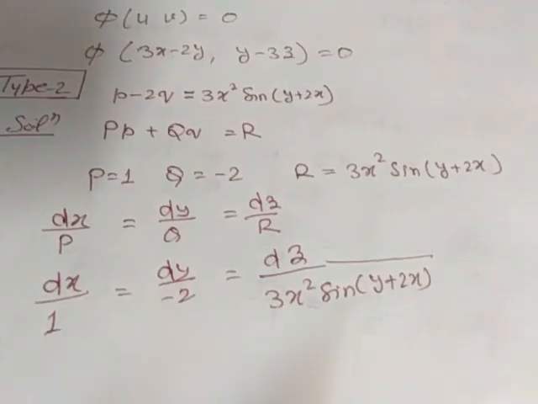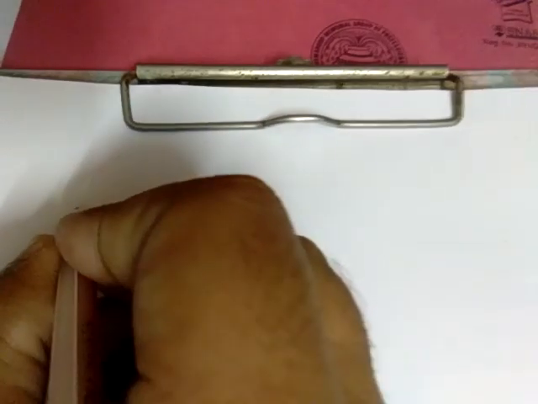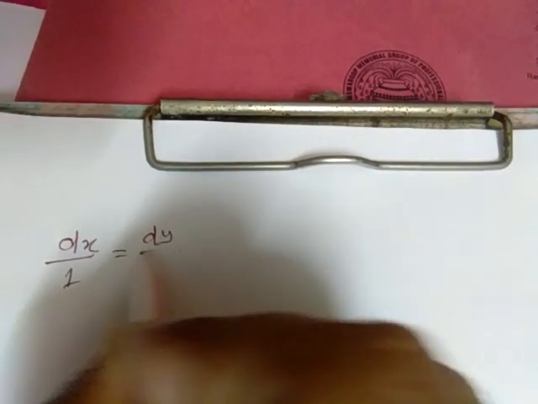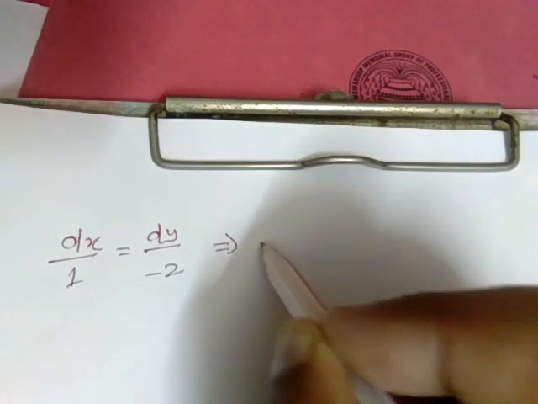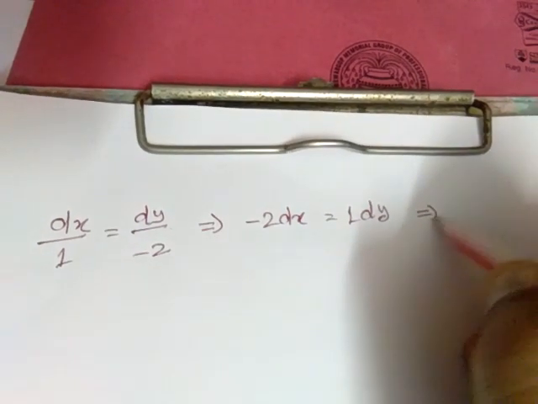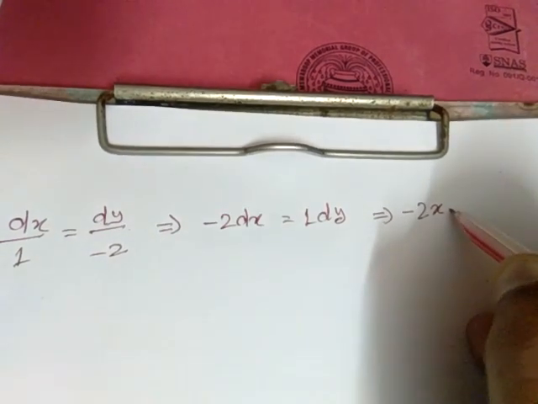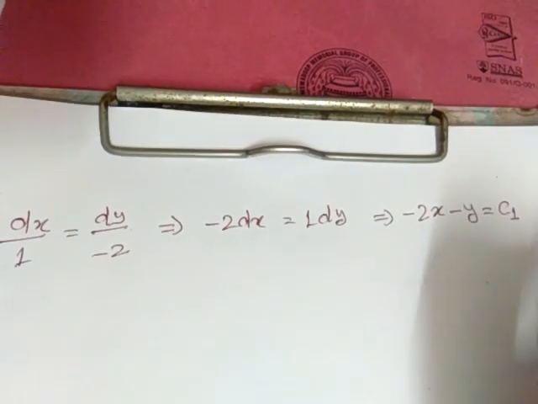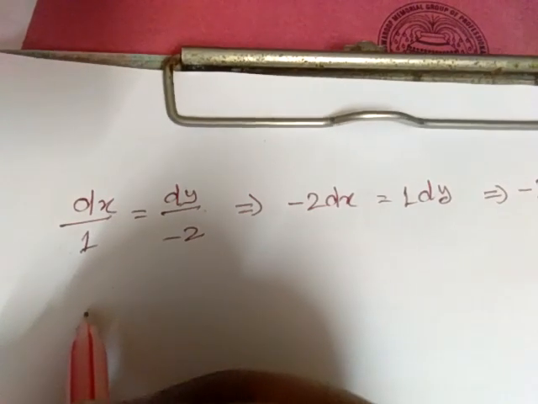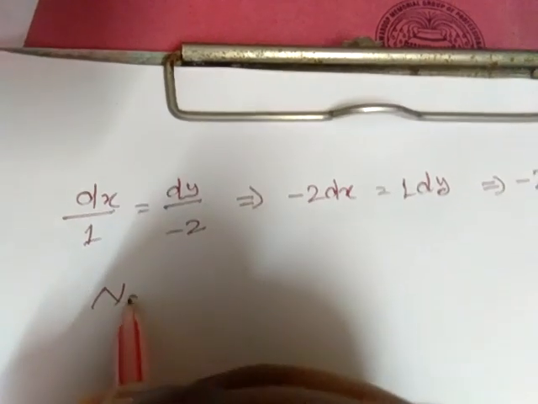Now we take the first two factors, that is dx upon 1 is equal to dy upon minus 2, which simplifies to minus 2 dx is equal to 1 dy, and by this we obtain minus 2x minus y is equal to c1. That is equation 2.